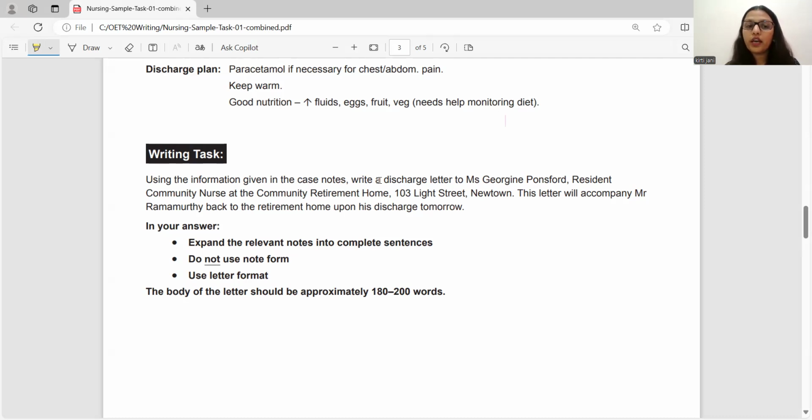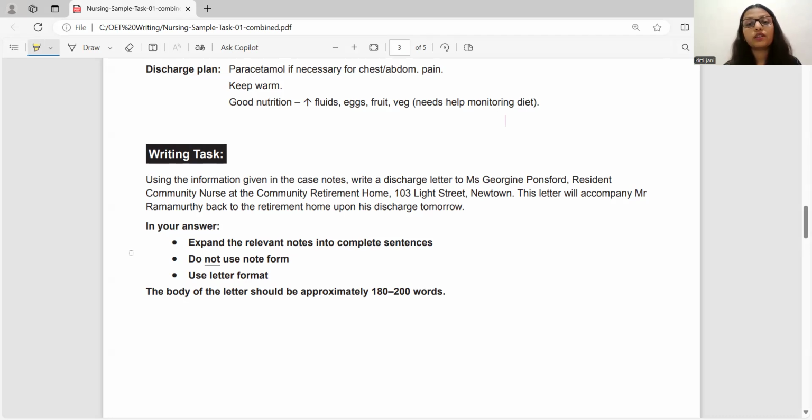Okay. So here, using the information given in the case notes, write a discharge letter to Miss Georgine Ponsford, resident community nurse at the community retirement home, 103 Light Street, Newtown. This letter will accompany Mr. Ramamurthy back to the retirement home upon his discharge tomorrow.